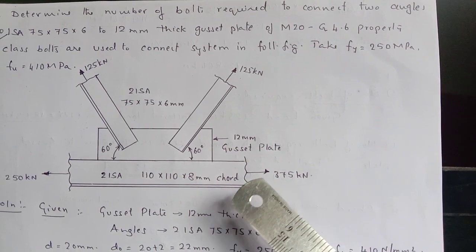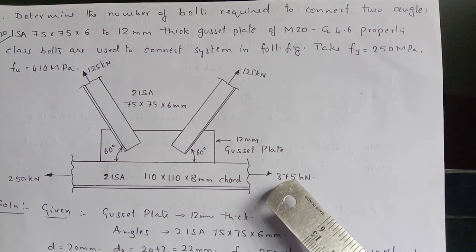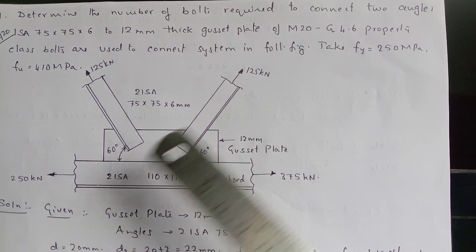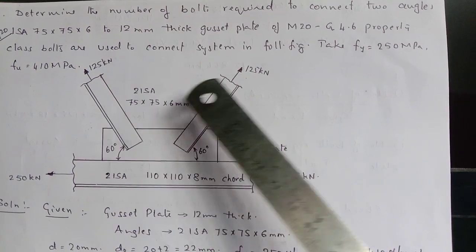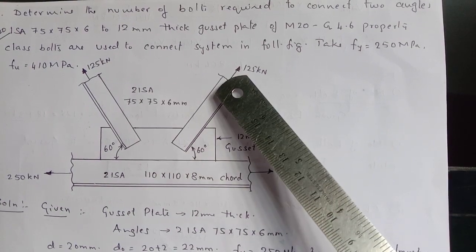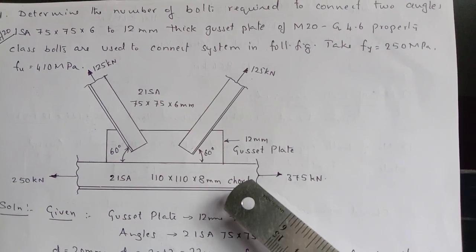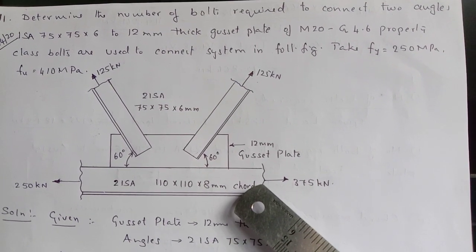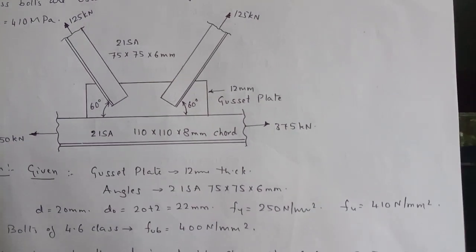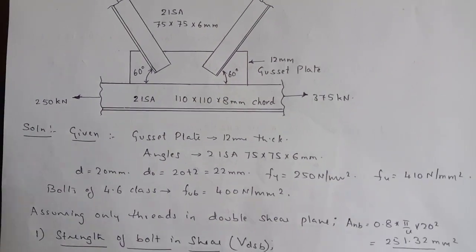So the forces acting on the chord are also shown, 375 kilonewton and 250 kilonewton. These forces acting on the ISA angles are 125 kilonewtons each. So this problem was asked in the previous question paper. For 10 marks they have asked, I think.